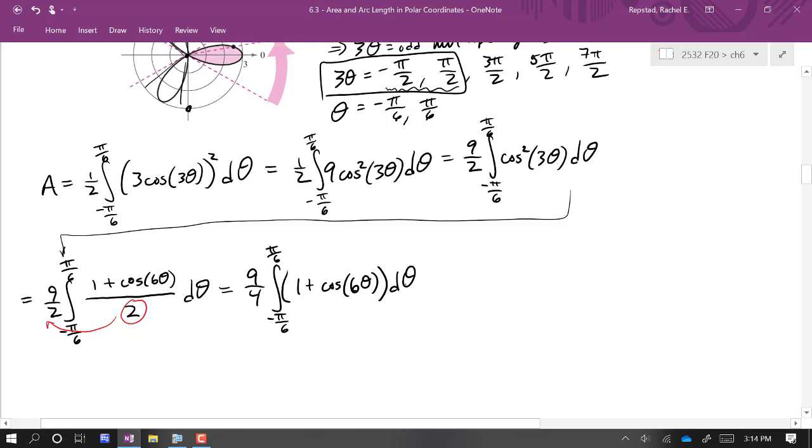And we know how to integrate this, right? We certainly can integrate the constant 1, and the integral of cosine is sine. We just have to compensate for that factor of 6. So this will be 9/4 theta plus 1/6 sine of 6 theta, from minus pi over 6 to pi over 6.